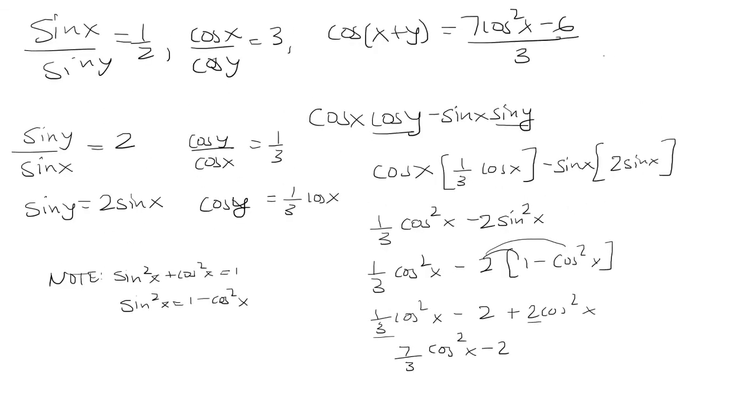If we look at the answer, this is going to be all over 3. So let's change the 2 as 6 over 3. So 2 is 6 over 3. Now they have a common denominator of 3. And the top is just 7 cosine squared minus 6. And that's exactly what we needed to prove.